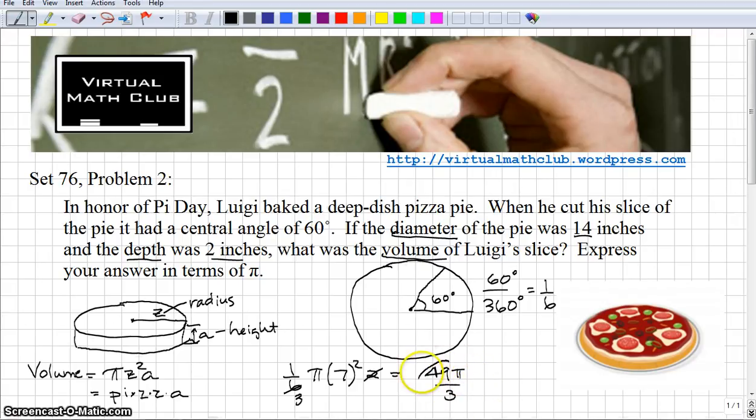So we can just leave it as that. That's our answer. If you wanted to multiply that out to get a better sense of what that is, you can use a calculator. I got 51.31 square inches, just to give you a better sense of what that is. But 49 pi over 3, that's the answer we're looking for.